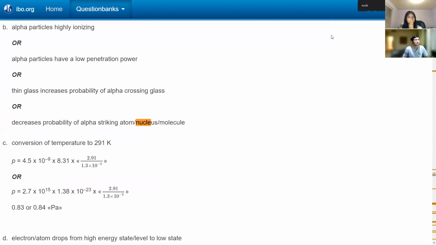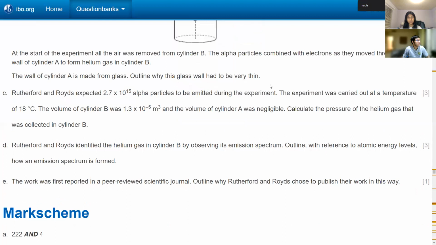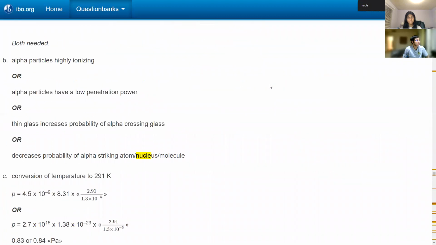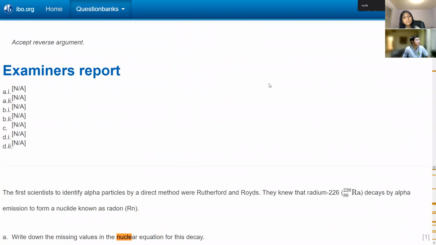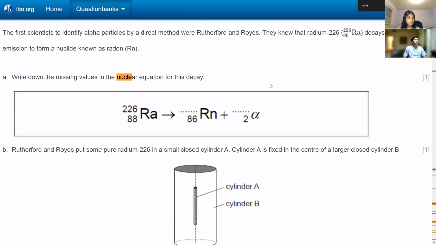Okay, wait, there was one that I thought I saw. You want to try this one? Okay. Rutherford and Royds identified alpha particles. Write down the missing values for this equation.